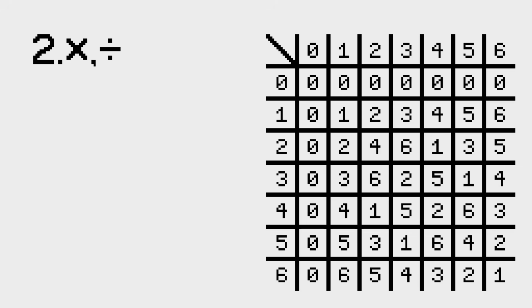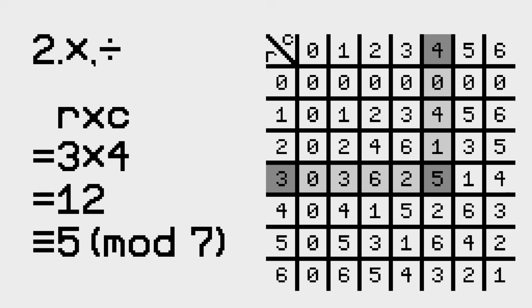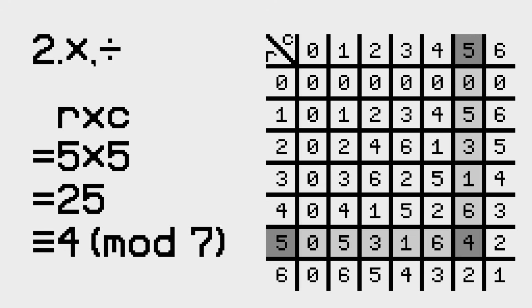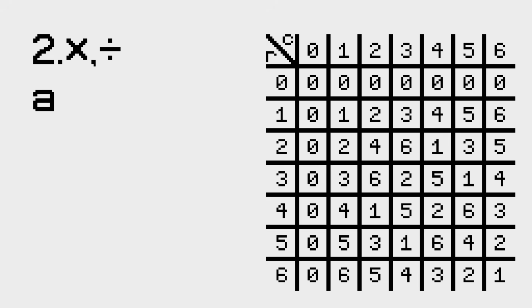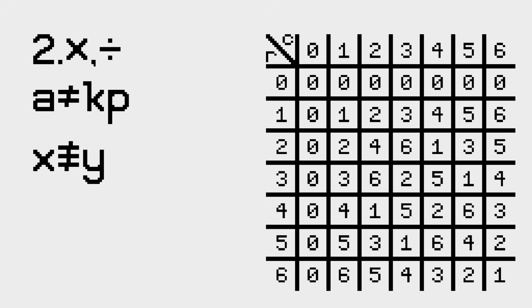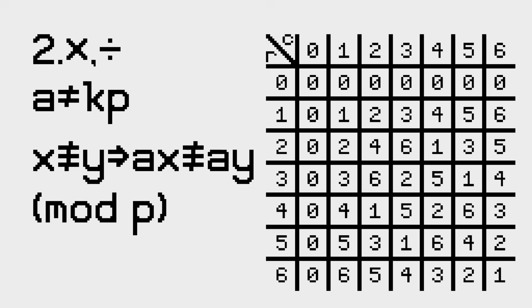If I label the rows as r and the columns as c, each entry is r times c. We just learned that if a is not a multiple of p, and x is not congruent to y mod p, then ax is not congruent to ay mod p. On the table, that means no matter which r we choose, as long as it's not 0, multiplying by two different c values and finding their residues, we get two different residues.